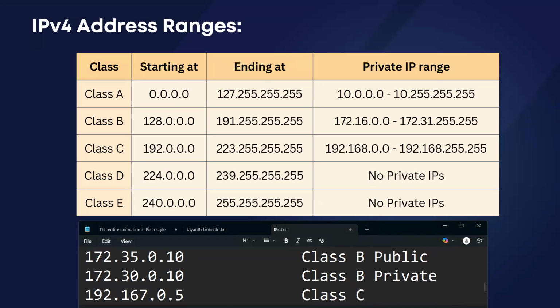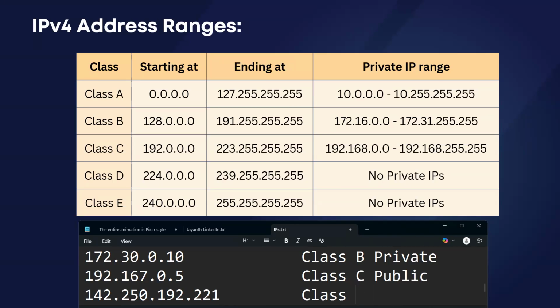Class C, public. Okay, I've got one answer as public and one answer as private. Which one do you think is right? 192, first octet seems to match. Second octet is 167. So is that falling in public or private? Public, because for it to be a private IP, it should be 168 here, but we have 167. Therefore, this is a public IP. Okay. Next.